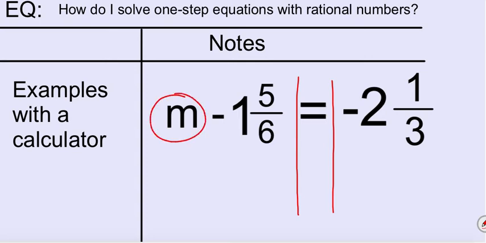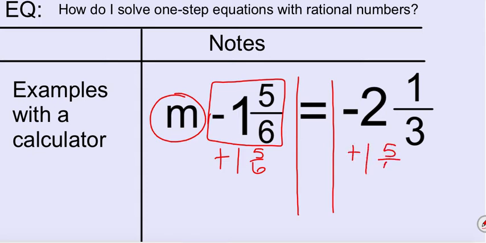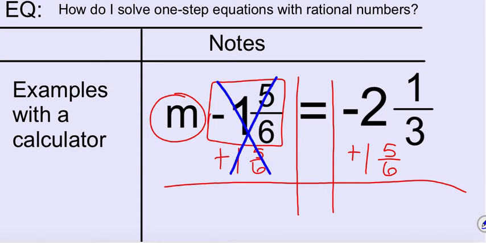And what is bothering it is this negative 1 and 5/6. So what is the opposite of a negative 1 and 5/6? It is to add 1 and 5/6. That's step 2, doing the opposite. Step 3, keep it balanced. So I want to add 1 and 5/6 over here as well. Step 4 is to solve. I know that a negative 1 and 5/6 and a positive 1 and 5/6 are just going to cancel out, leaving me with an M over here.